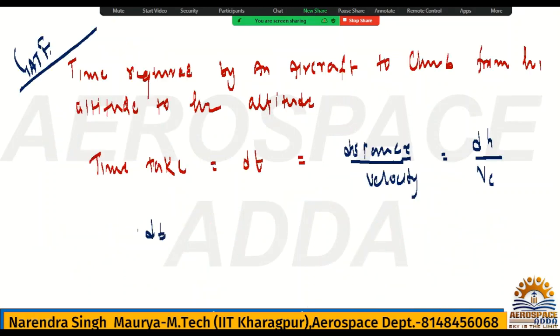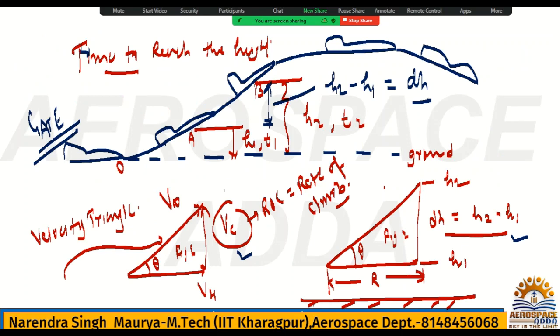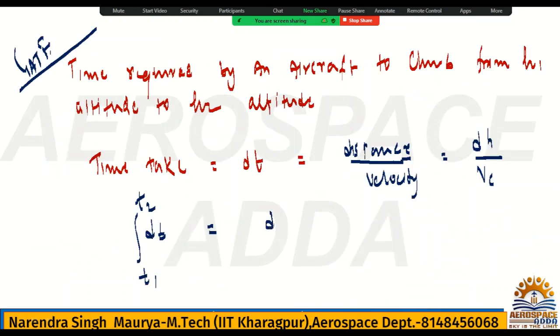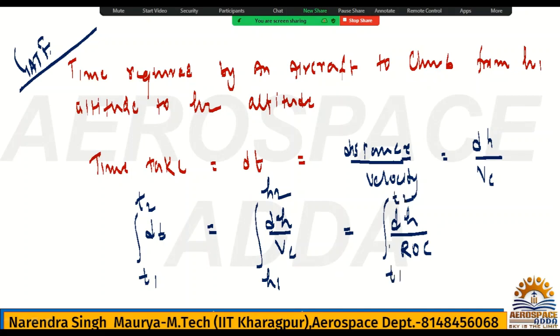So you just integrate this dt from t1 to t2. Here it is explained, where is the T1 and where is the T2, if you draw this diagram, you may understand. T1 to T2, no? Integrate it. So you will get dH by VC. Obviously, VC is nothing but rate of climb, from H1 to H2. Yes or no? This is a very special formula. dH divided by VC, where VC is the rate of climb, from H1 to H2. Done. This is done now.